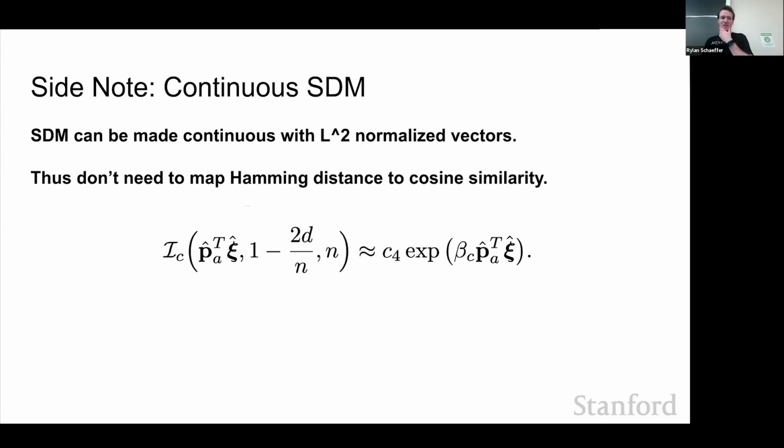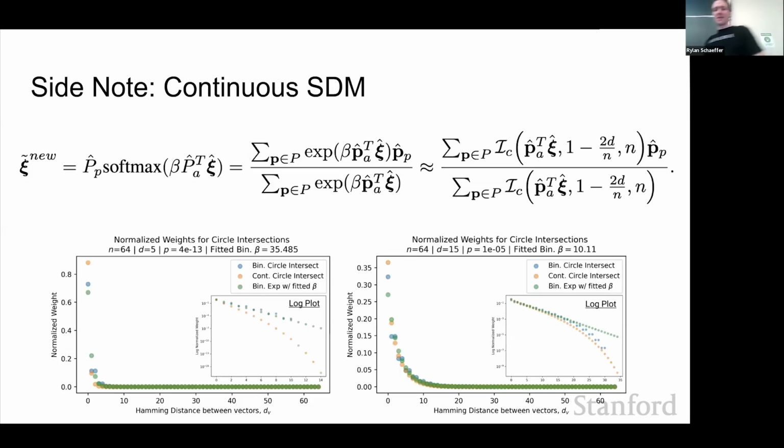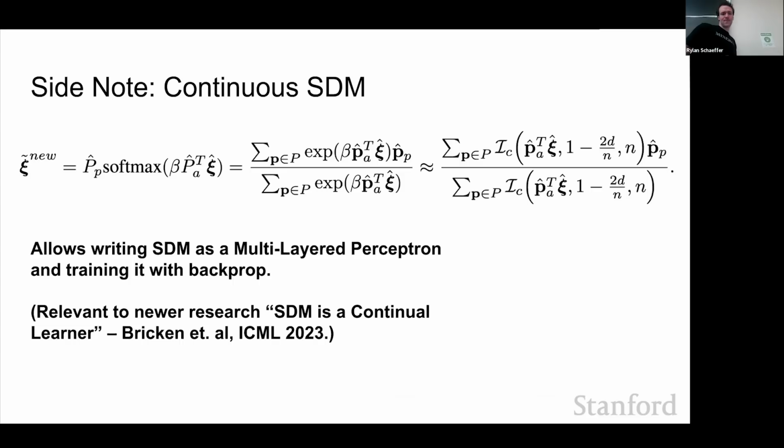So yeah, just as a quick side note, you can write SDM using continuous vectors and then not need this mapping to cosine similarity. Here I have the plots again, with the orange and the green flipped, but I've added the continuous approximation here too. What's nice about the continuous version is you can then write sparse distributed memory as a multi-layered perceptron with slightly different assumptions. I'm not going to talk about that now, but this is featured in sparse distributed memory as a continual learner, which was added to the additional readings.